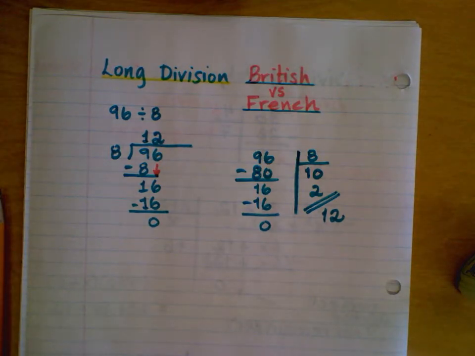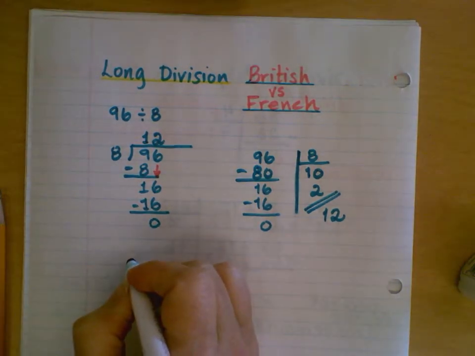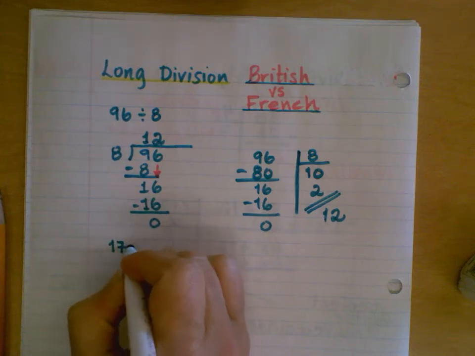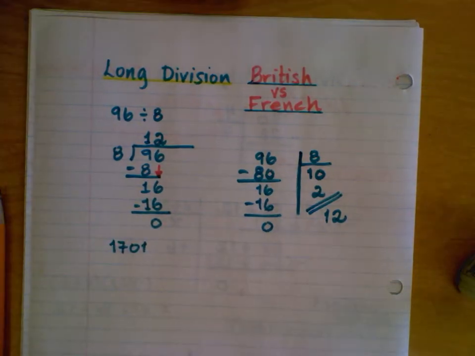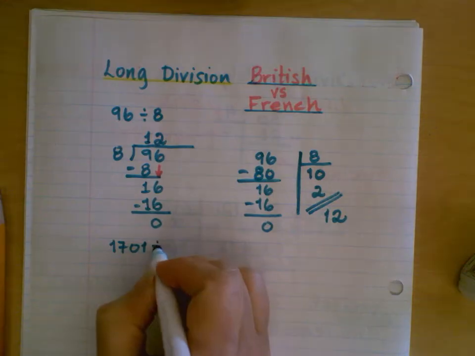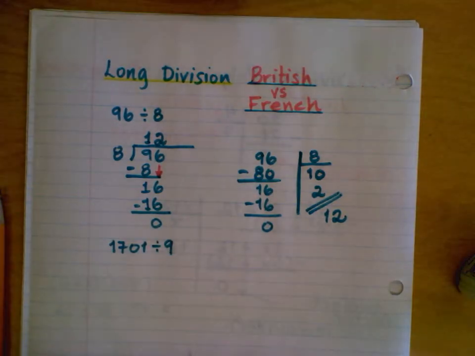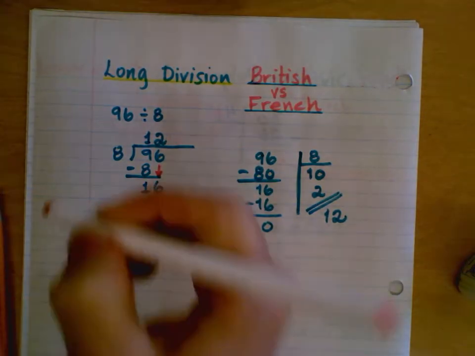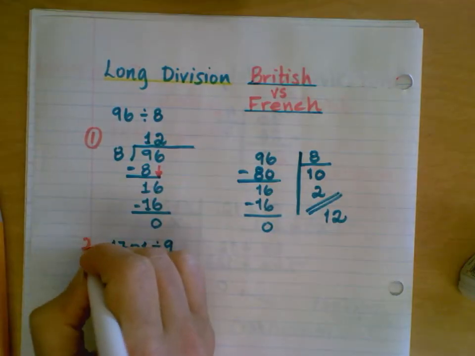Okay, let's look at another example. We're going to do 1701 divided by 9. Okay, so this is example 1. This is example 2.